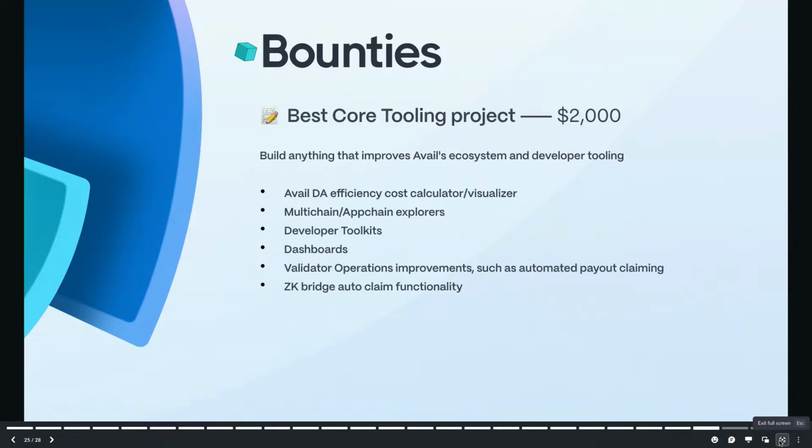Another bounty is Best Code Tooling project. This is basically something that can work on the ecosystem or the tooling for Avail. This means that you have an efficiency calculator, you can build some kind of multi-chain or app chain explorers. For example, something which will work with different kinds of ecosystems, so the different chains, developer toolkits, dashboards, and then zk bridge auto-claim functionality. So anything that works for the Avail ecosystem and developer tooling, you can build something and you can hit this bounty.